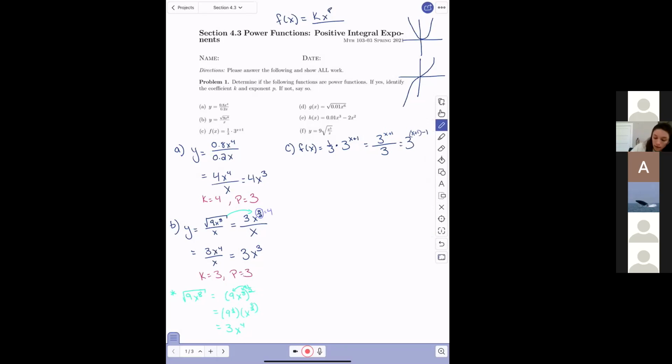And then if you continue, apply the 3 and the 1/3, so you could subtract it because it's the same base. So if we keep going, we have x plus 1 minus 1, so 3 to the power x. Is this a power function? No. Good.